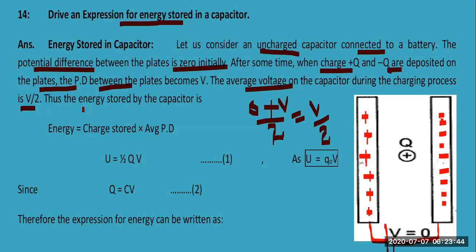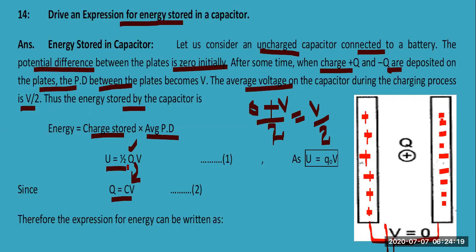Thus the energy stored by the capacitor is given by this formula. This is basically the charge stored multiplied by the average potential. We have already done this formula, and it is equal to U, the potential energy, that is half QV. Q is the charge, and half V is the average potential. Here is Q, and this Q is equal to CV. In the case of capacitors, Q is equal to CV.